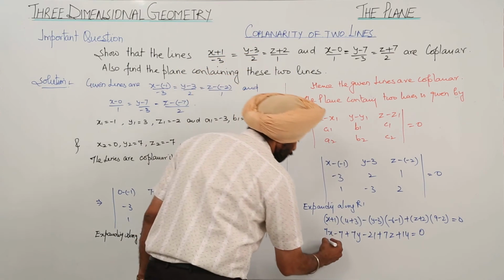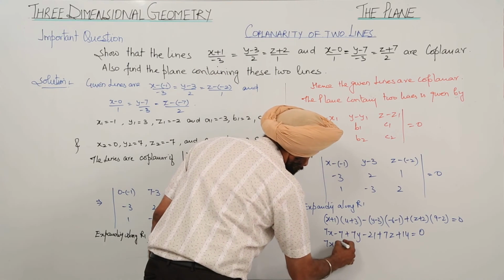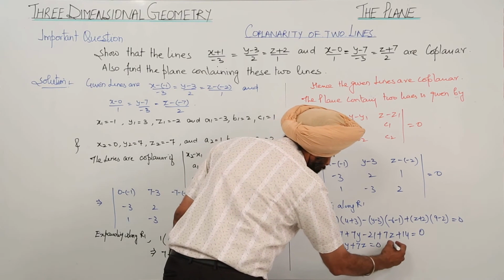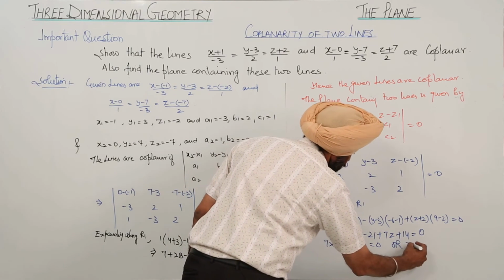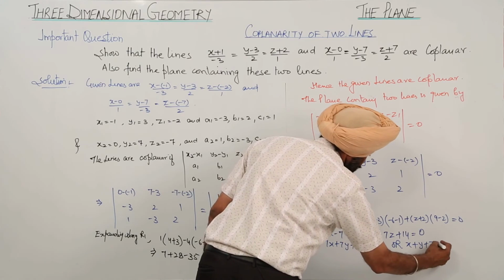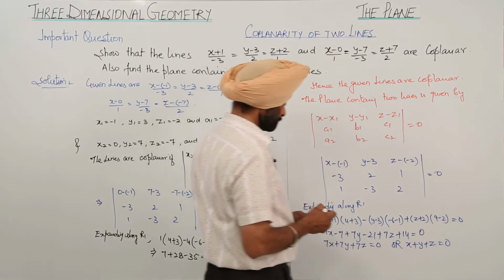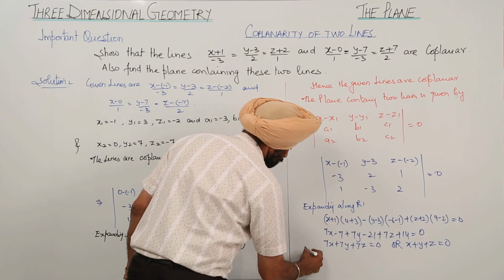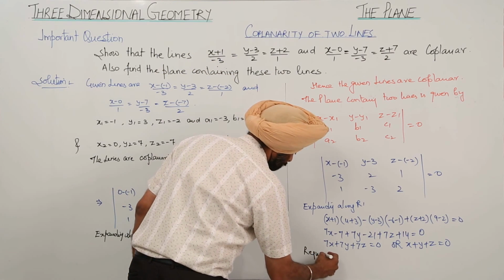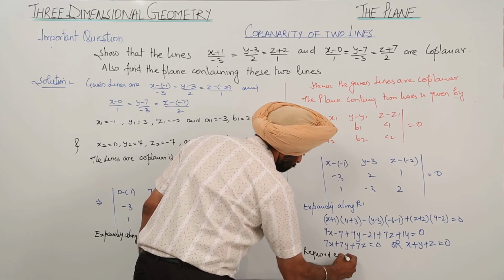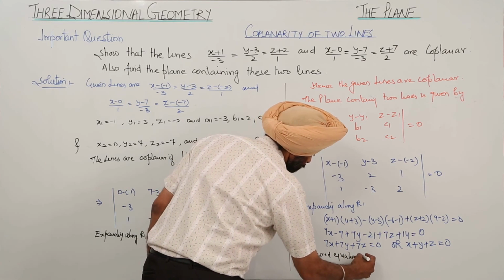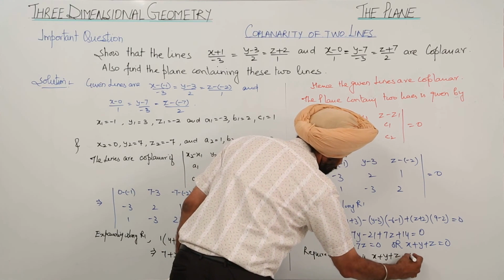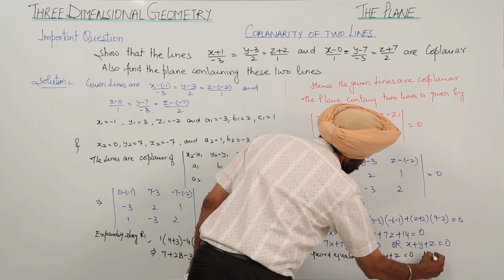So we are having 7x plus 7y plus 7z is equal to 0, or x plus y plus z is equal to 0. Required equation is x plus y plus z is equal to 0. Answer.